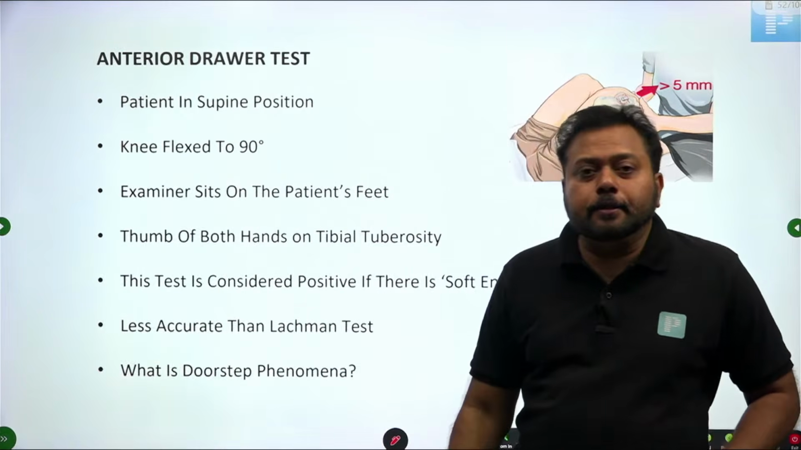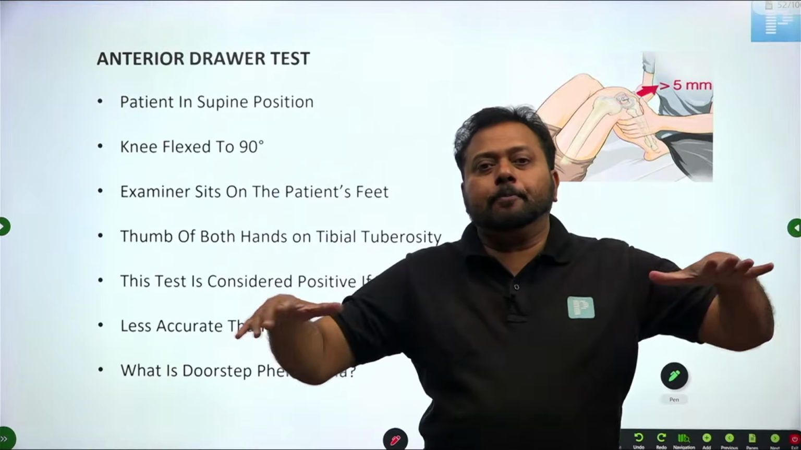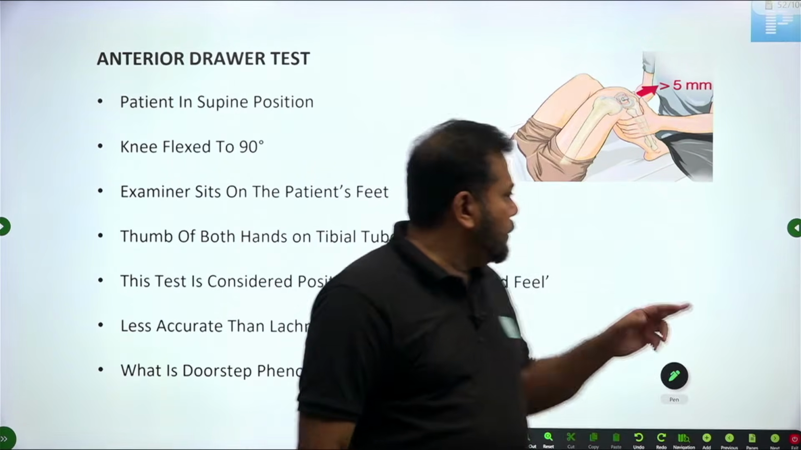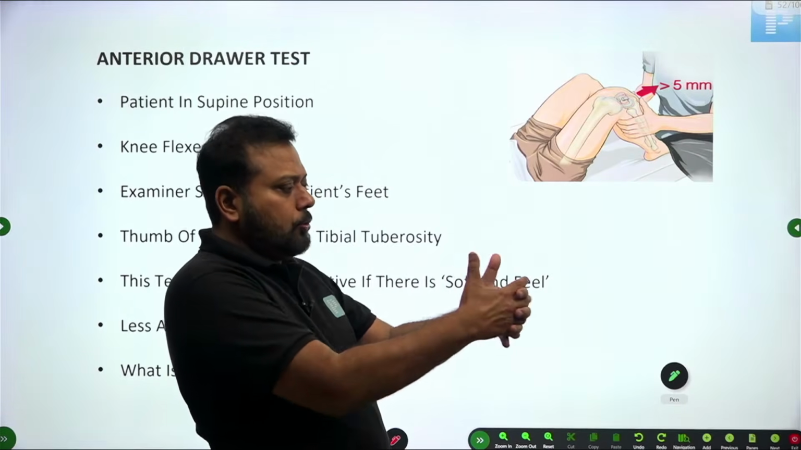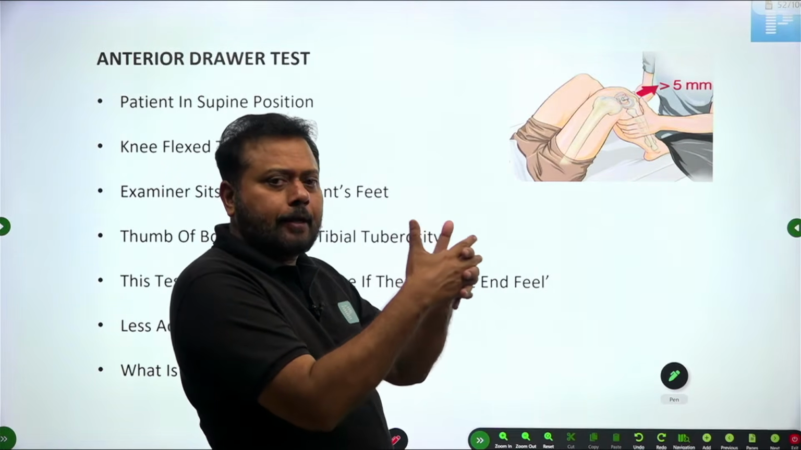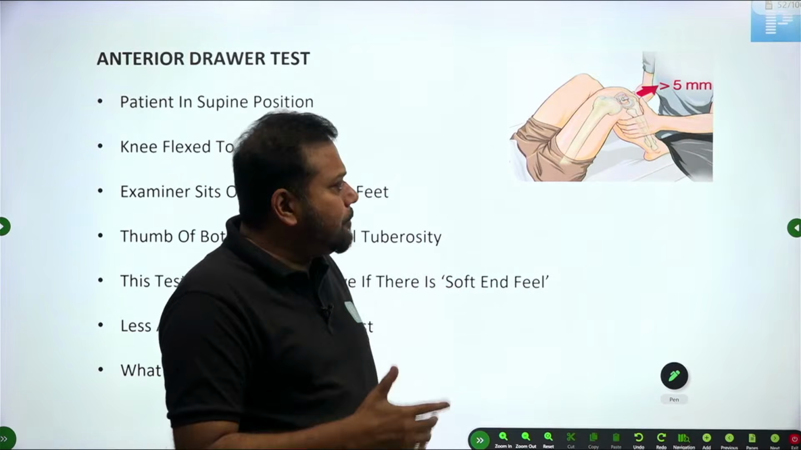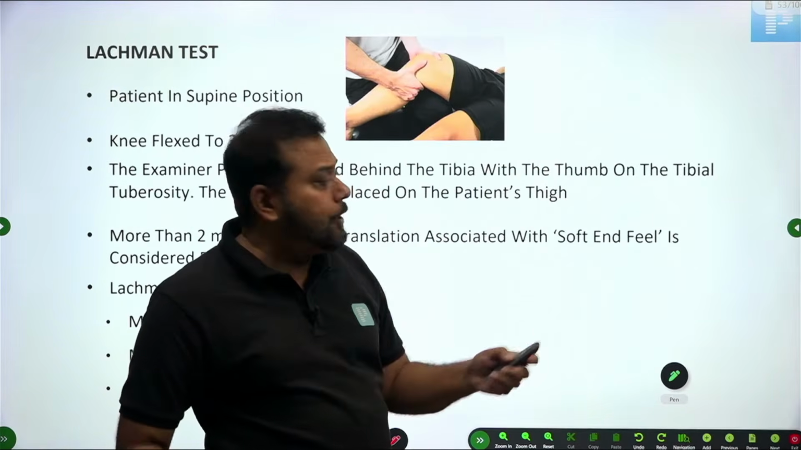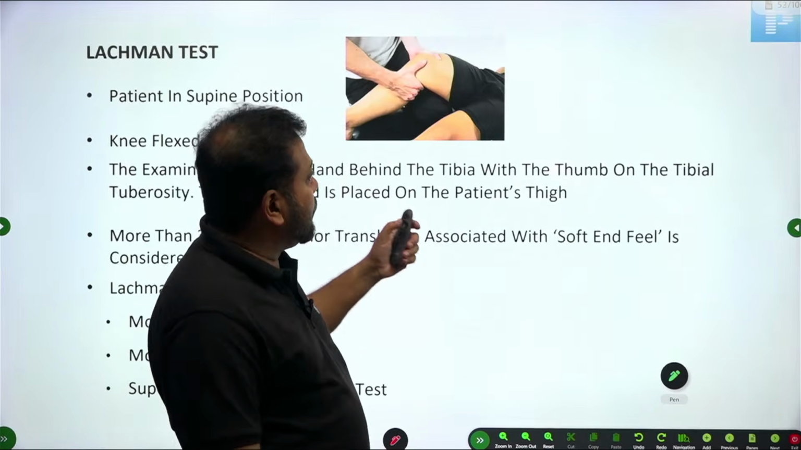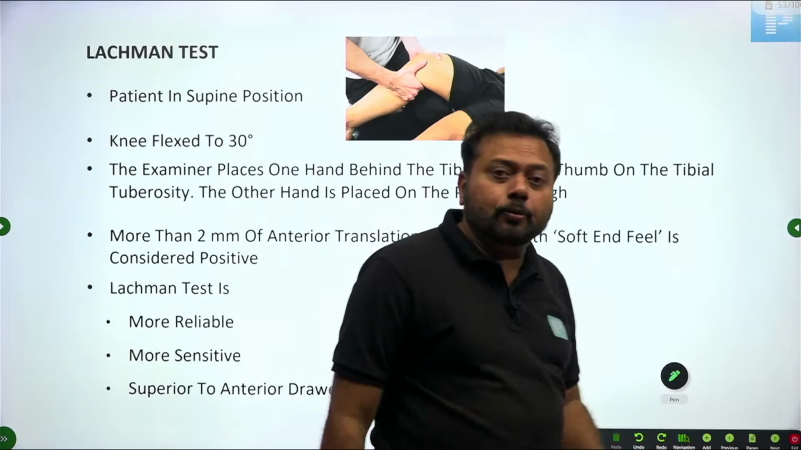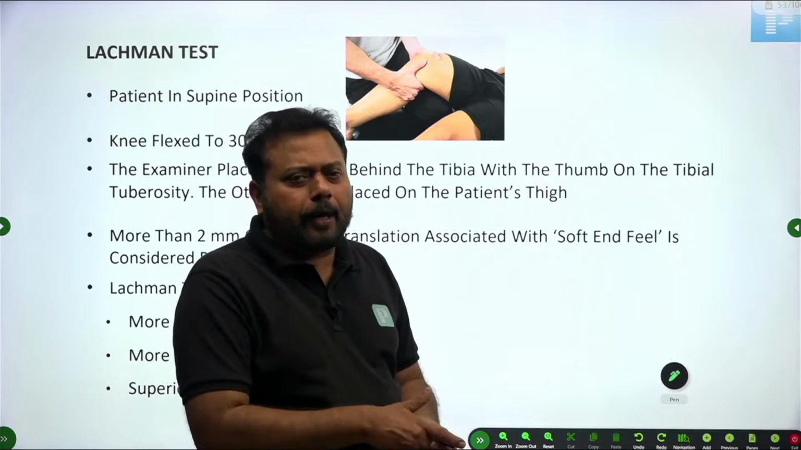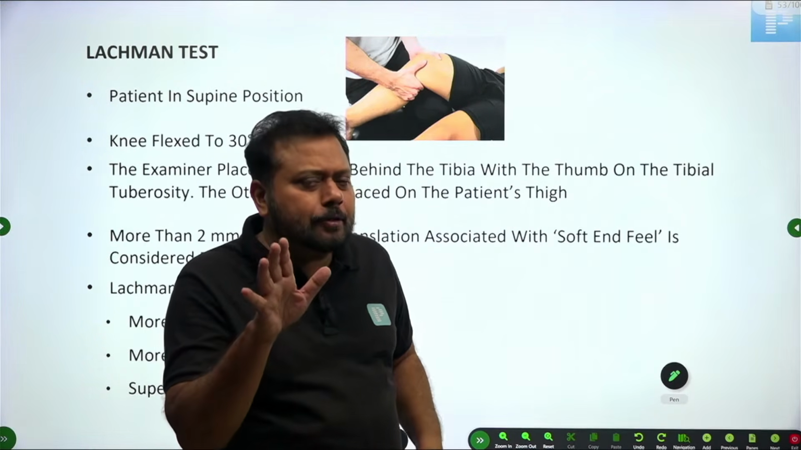Anterior drawer test: make the patient lie down in supine position, flex the knee joint to 90 degrees, sit over the foot like this, and pull; it gives an anterior translation. This is called the anterior drawer test. Lachman test is, instead of flexing to 90 degrees, flex only to 30 degrees and do like this. That's called Lachman. Much technical detail is not needed.